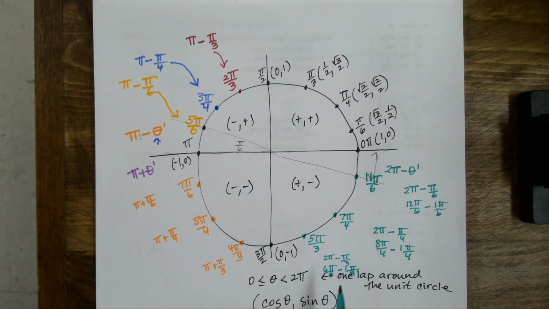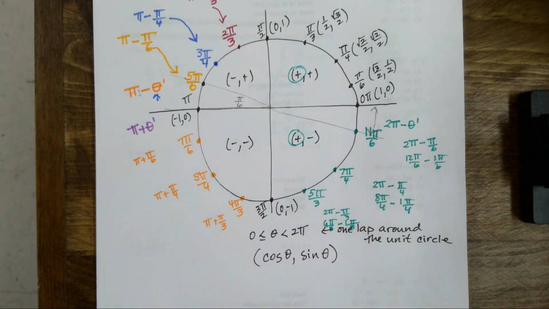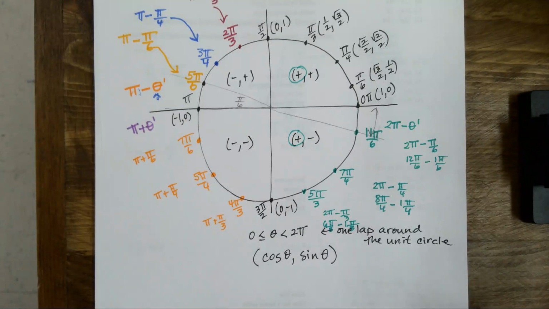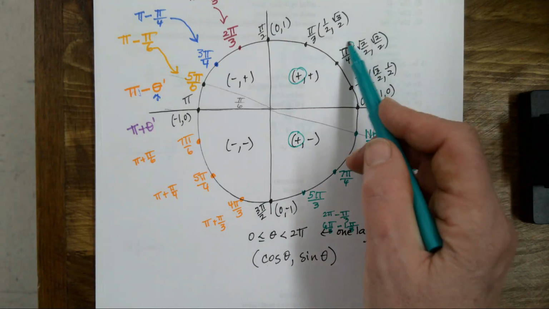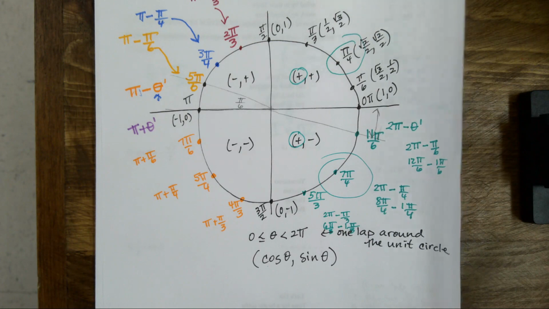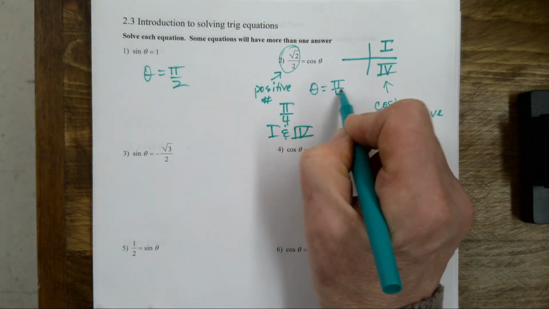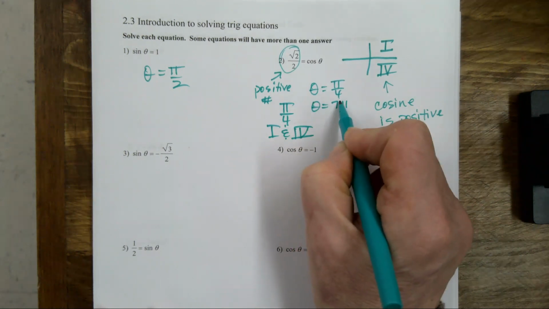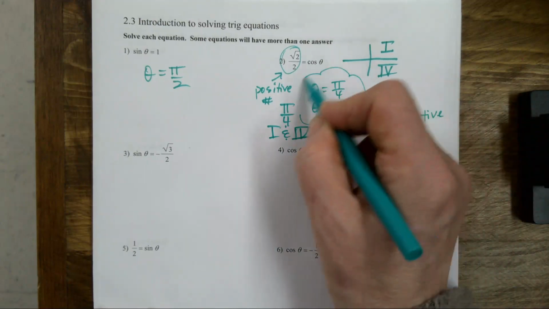And I know that again because it goes cosine, sine, and that's where my cosine value is positive. So I look in here, the pi over 4 family in the first and the fourth. Here's the first quadrant pi over 4. Here's the fourth quadrant pi over 4. My answer to this problem is theta equals pi over 4 and theta equals 7 pi over 4. My first quadrant pi over 4, my fourth quadrant pi over 4. Final answer.